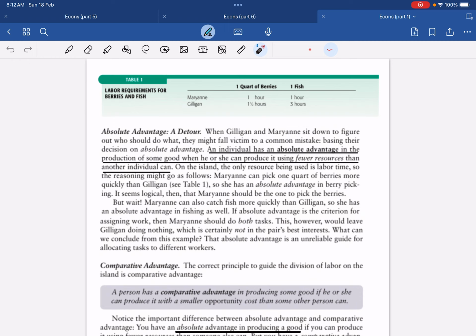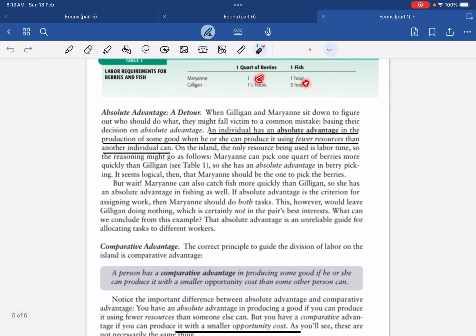So, look at this table. And what do we see? Well, we see that for Marianne and Jillian, one berry takes 1 hour to produce and one fish takes 1 hour to produce for Marianne. For Jillian, one berry takes 1.5 hours to produce and one fish takes 3 hours to produce. When this happens, an individual is said to have absolute advantage. So in this case, Marianne has absolute advantage because to produce both berries and fish, she only needs 1 hour for each task. So she can produce them with fewer resources than the next individual. In this case, the resource is time.